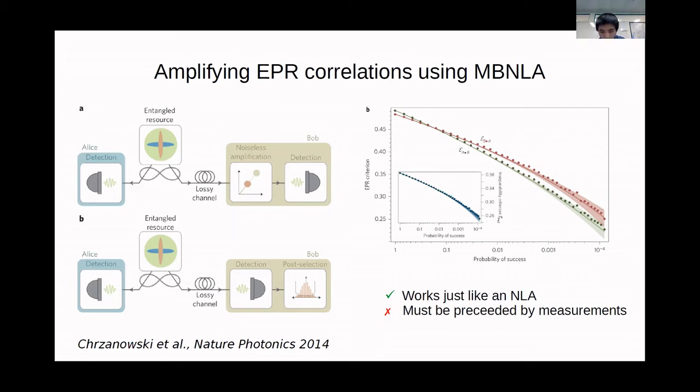Now, there are several problems with this. One problem is that the MBNLA always has to be preceded by a measurement. And in optics, that's a problem because if you measure, you destroy your state. That's why using the MBNLA, it is not possible to create a freely propagating entangled state that has been distilled. Nonetheless, it does show all the characteristics of noiseless linear amplification.